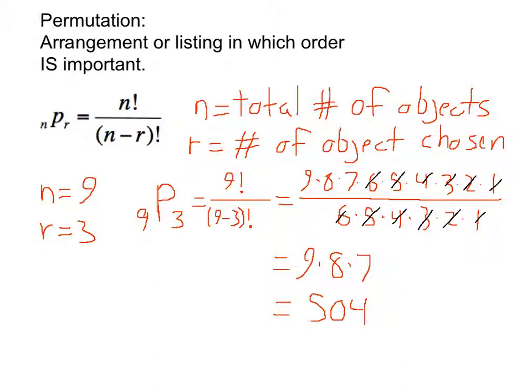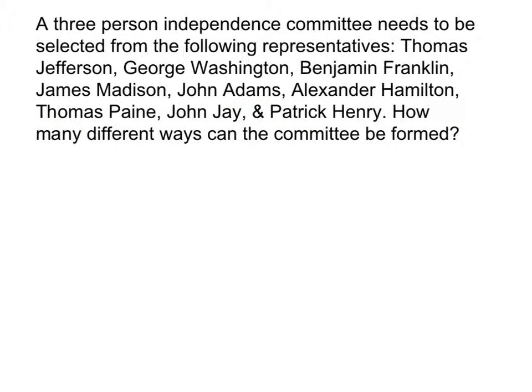All right, let's look at a similar but slightly different example. A 3-person independence committee needs to be selected from the following representatives. Same 9 guys: Jefferson, Washington, Franklin, Madison, Adams, Hamilton, Paine, Jay, and Henry. How many different ways can the committee be formed?